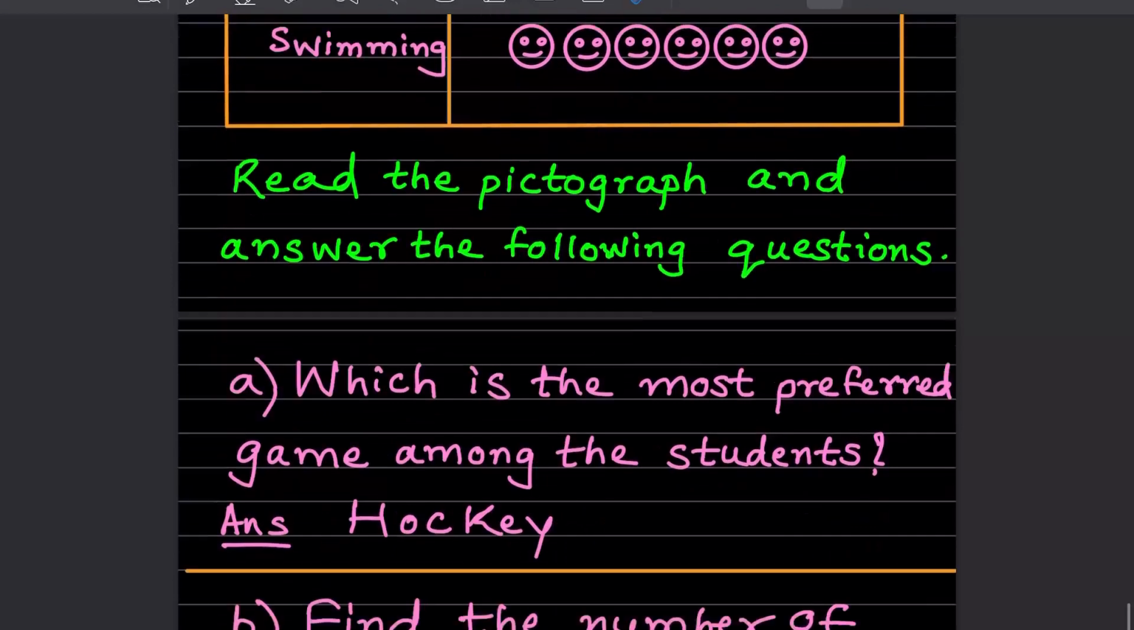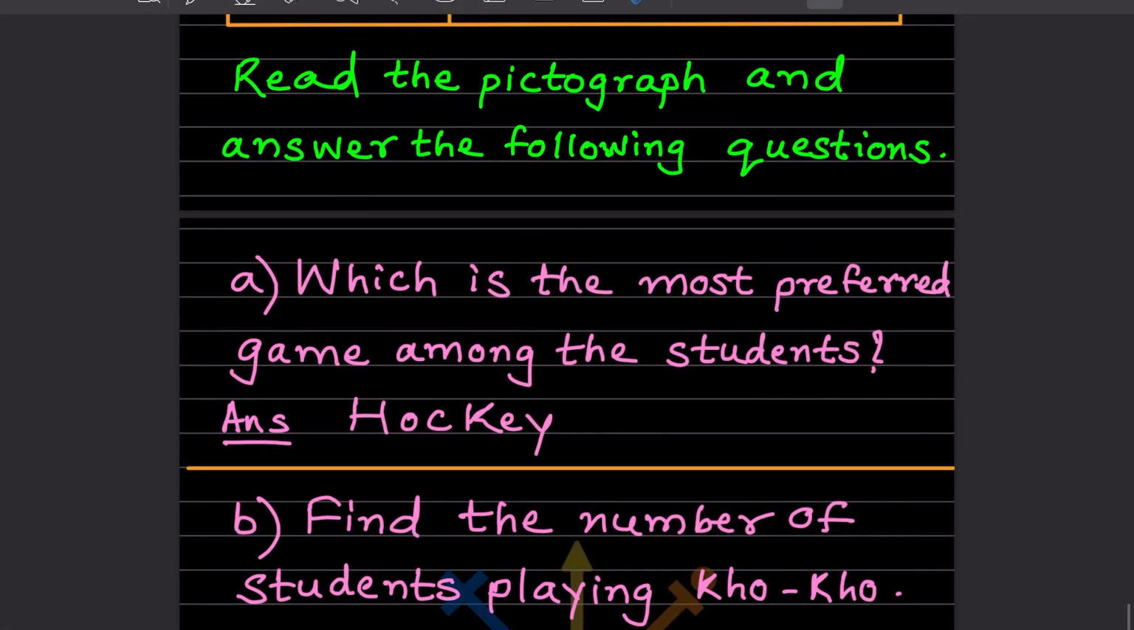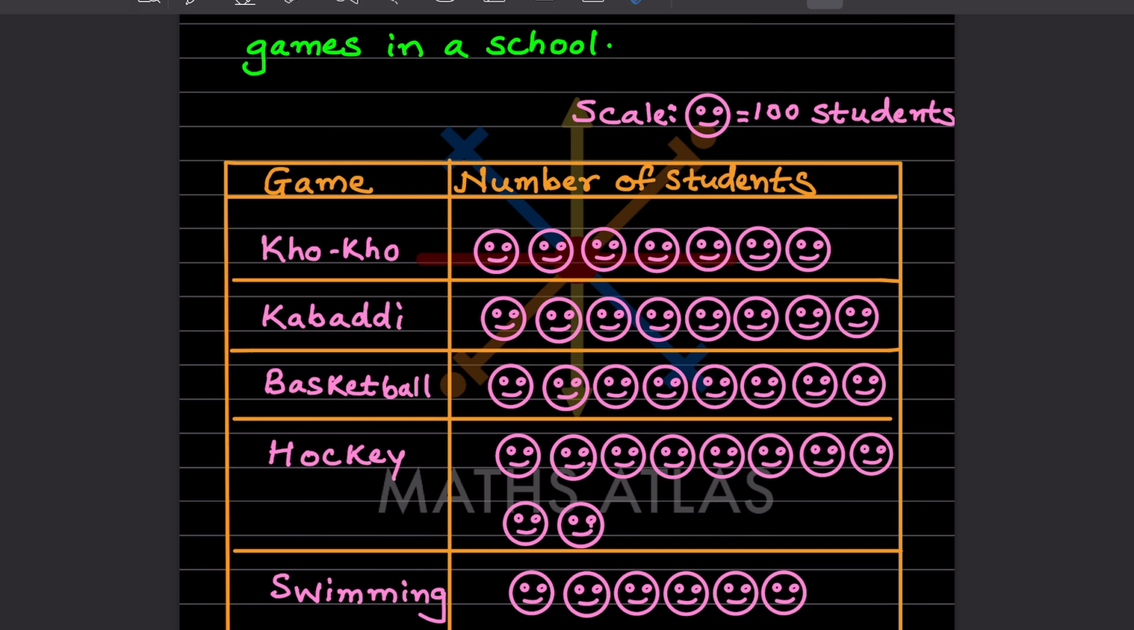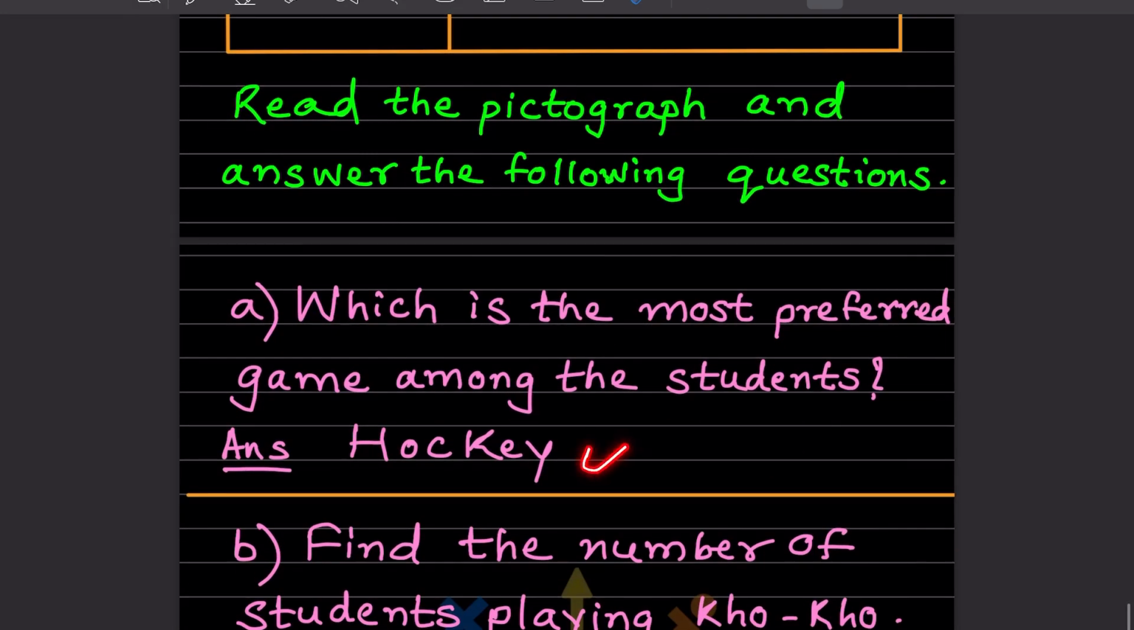So now we are going to see the questions based on that one. Read the pictograph and answer the following questions. Which is the most preferred game among the students? Most preferred game. So you have to see where is the maximum here. What you can see here. This is 1, 2, 3, 4, 5, 6, 7, 8, 9, 10. So these are 1000, right? Students here. So we can say hockey. They just asked for the name of the game.